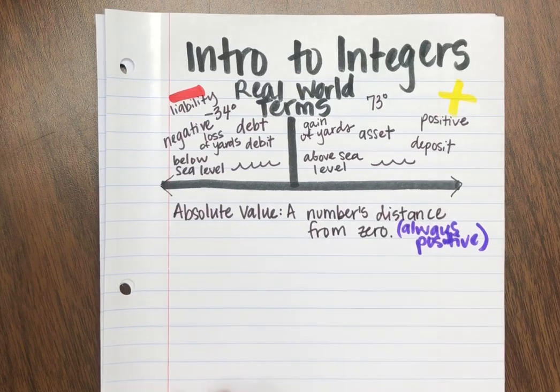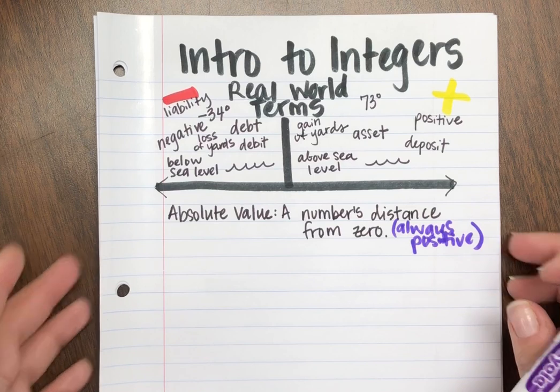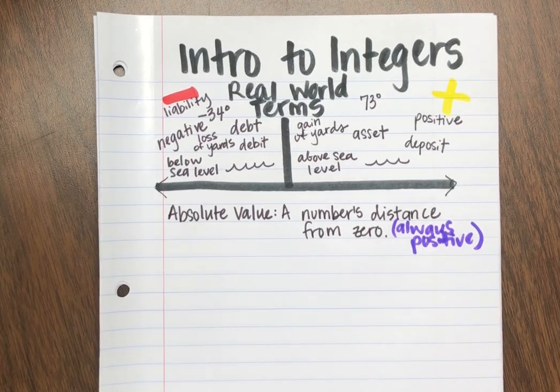We don't say when we drive to Houston that we drove 60 miles there and negative 60 miles back, right? We always just say we drove 60 miles. That's because distance is always positive.